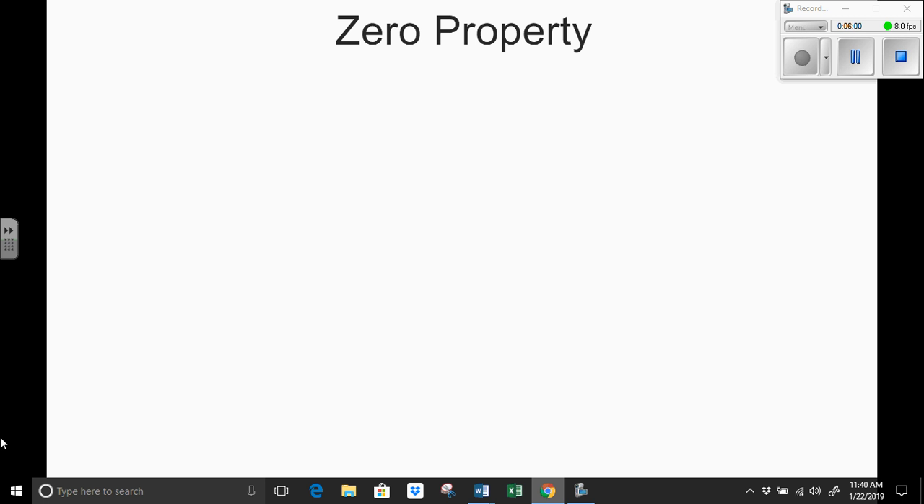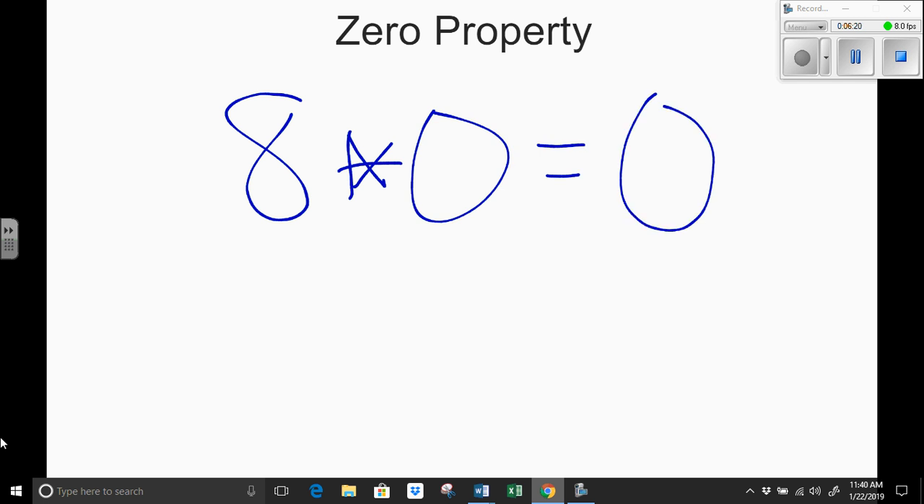Our next property is the zero property. This is one of the easiest properties out of them all. It's exactly what it's saying, zero property. So we're going to be dealing with 0 here. In this case, zero property means that you're going to be multiplying by 0. And anything multiplied by 0 is going to give you 0. So if we had something like 8 times 0, our answer is going to be 0. So just know that whenever you see the zero property, you have to be multiplying by 0 to get 0.